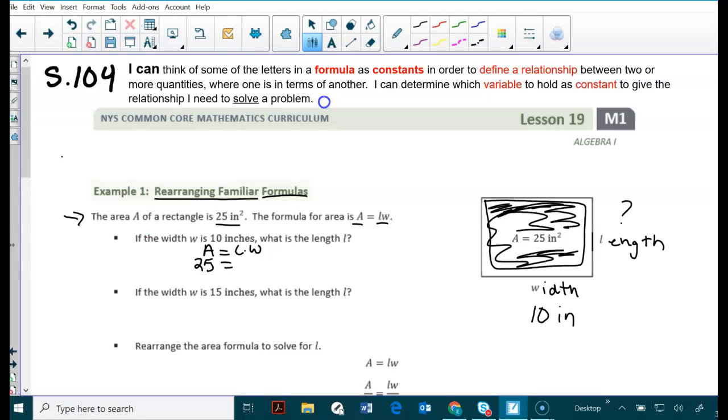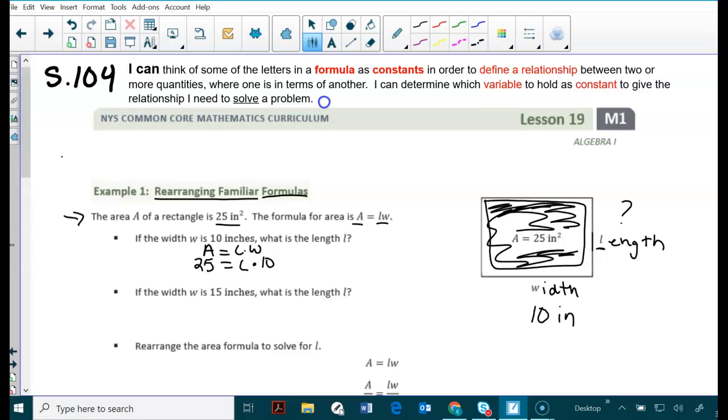And we know what the width is, but we don't know what the length is. So we're going to represent that with a symbol or a letter, that will later help us to determine the value that it could be. So length, we're not sure. I'm just going to keep it as an L, times width, which is 10. All right? So if the width is 10 inches, what is the length?